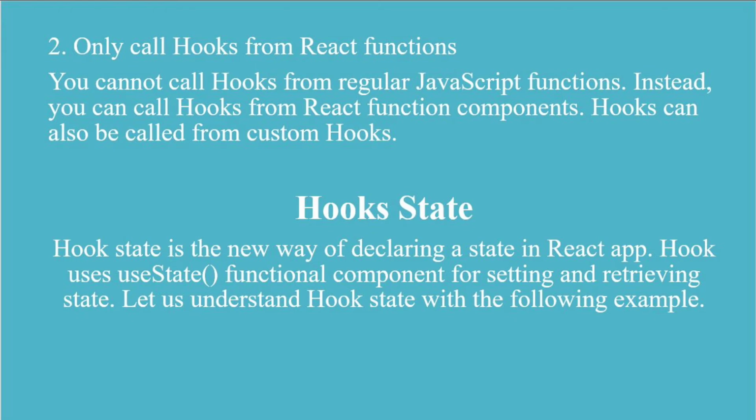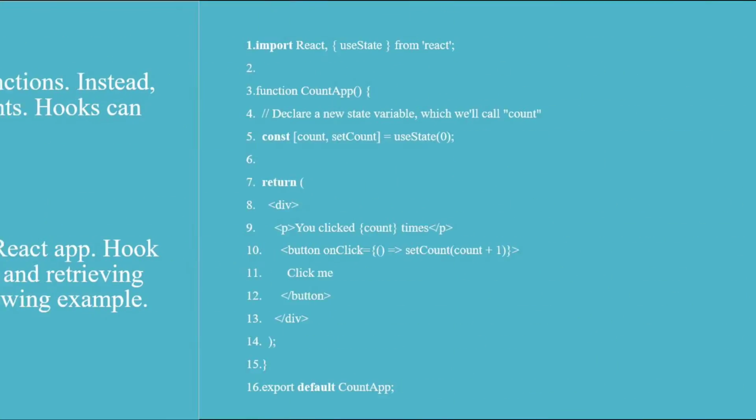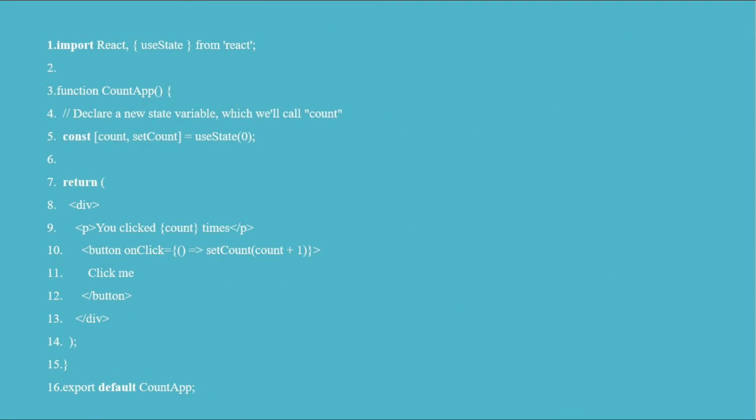Next comes hook state. Hook state is the new way of declaring state in a React app, and hooks use the useState function in functional components for setting and retrieving the state. Let's look at an example to get a brief idea about this. In this example, first I import React and useState from React. You need to use this useState function for declaring hooks in functional components. Here I have defined a function CountApp, and inside this function I am declaring a new state variable which we will call count.